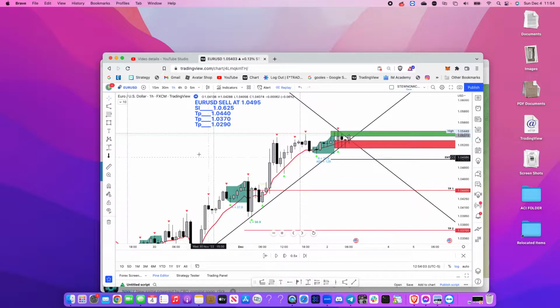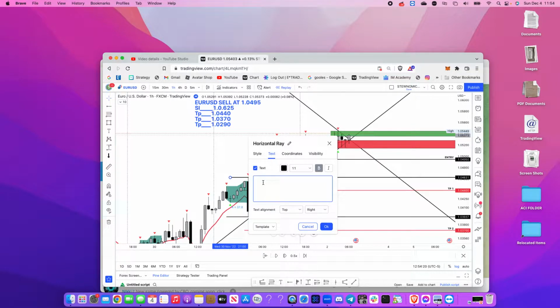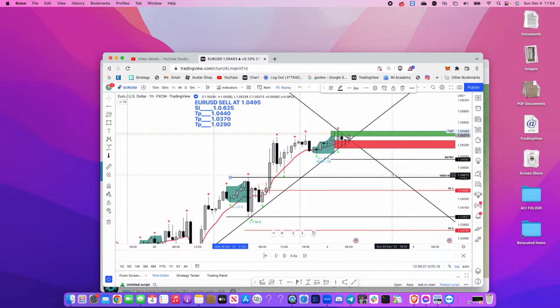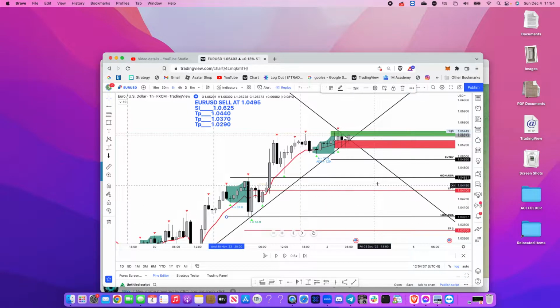But also, this area right here, this high of Asia, right? And this low of Asia. So we're going to go ahead, because I want to show you something. That's your high of Asia, okay? And this is your low of Asia. This is the low of Asia, right?